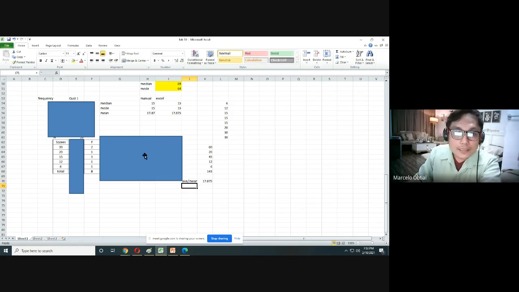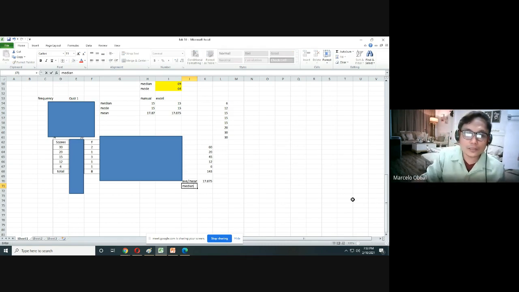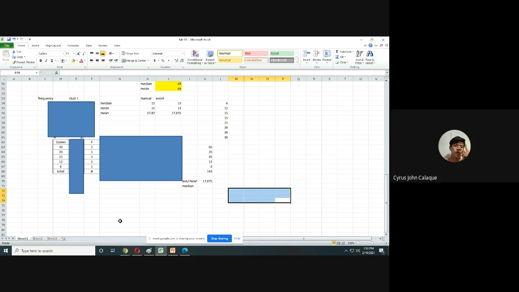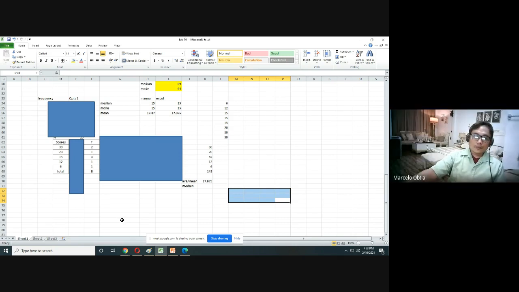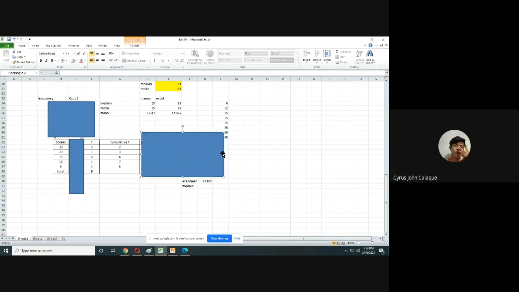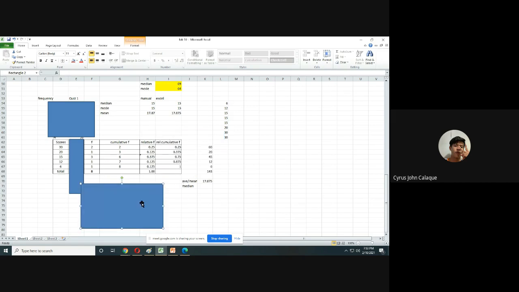Next is the median tayo. What do you think is how to answer median using only these 2 columns? Anybody, class? Median. You're gonna get the cumulative frequency. After that, sir, you're gonna divide the total frequency by 2. So we're gonna get 4.